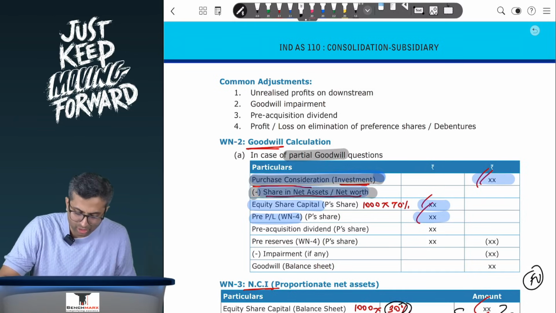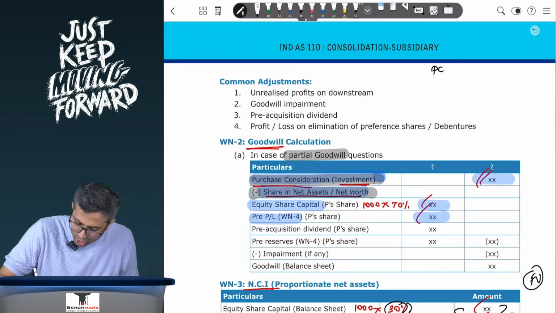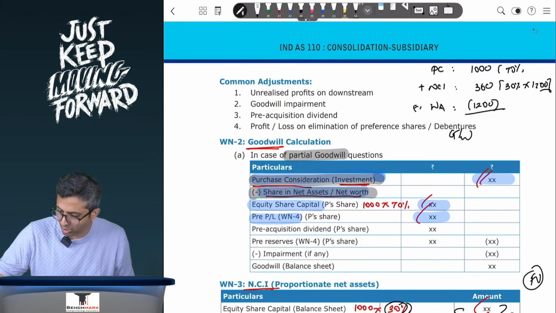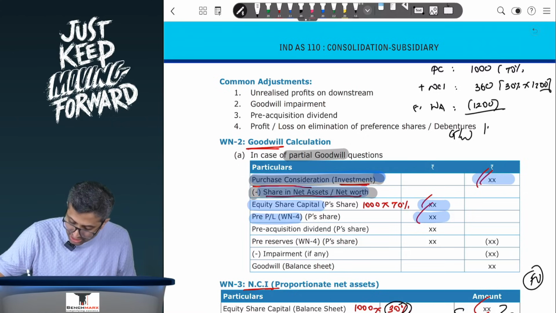Now some people say that in business combination we do it differently. We do it as PC. Let us say PC was 1000 rupees for, let's say, a 70% stake, plus NCI minus net assets. Now I don't know what the net assets are, but let us say the net assets were 1200 rupees. In which case NCI over here is going to be 30% of that 1200 only, which means this is going to be 360, and hence if I try to calculate the goodwill, this goodwill will be 1360 minus 1200, and hence the goodwill will be 160 rupees.